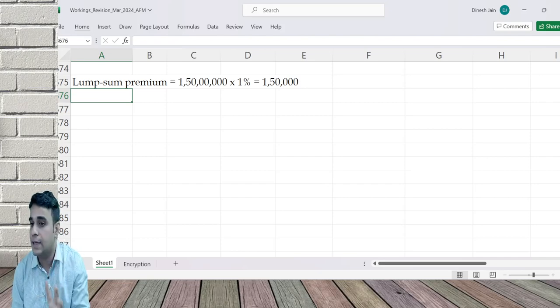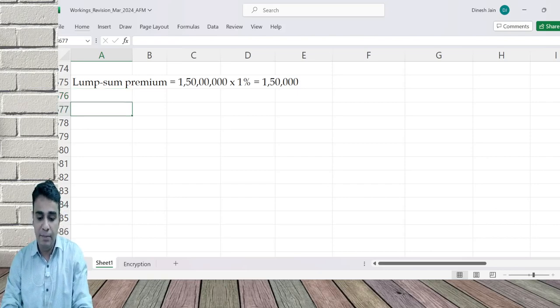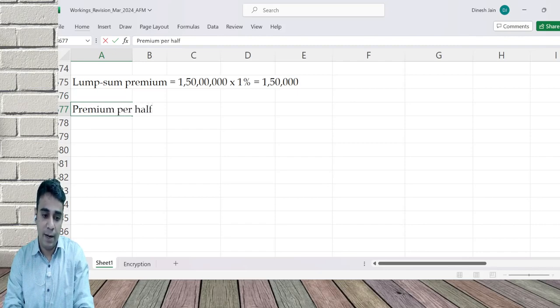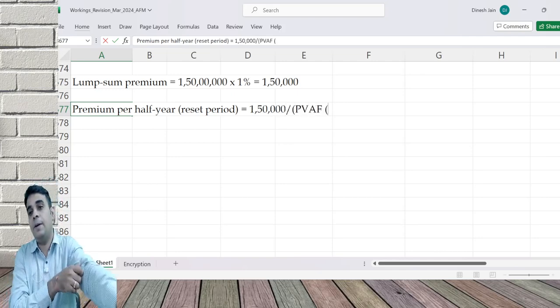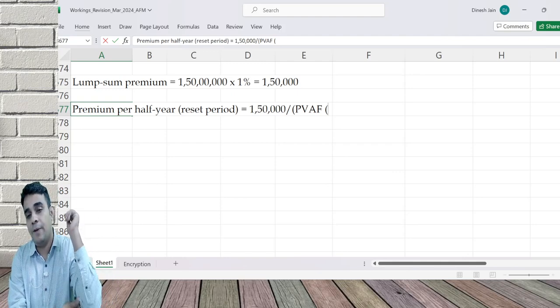Last 2 questions I did not consider premium because premium was 0. Premium was 0 because we were following a collar strategy. Premium per half year, technically reset period, per half year is equal to 1,50,000 divided by present value annuity factor.